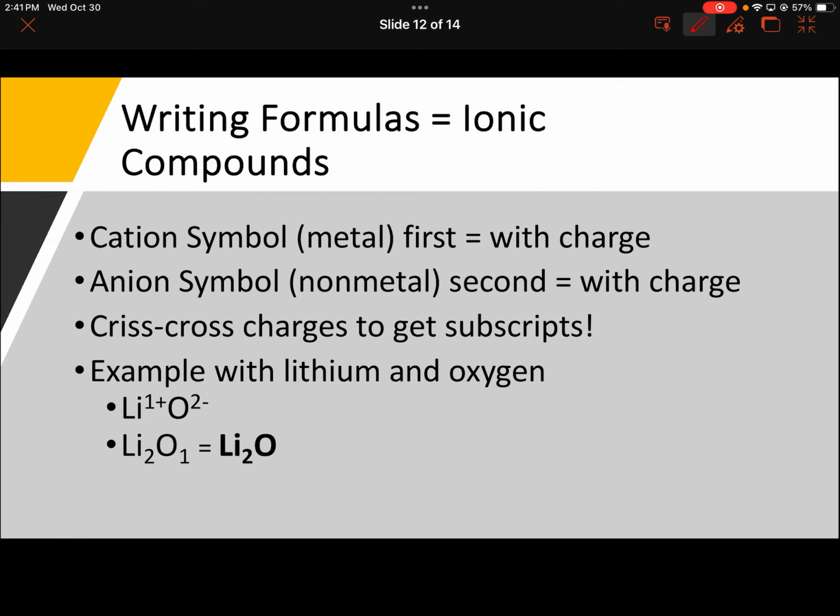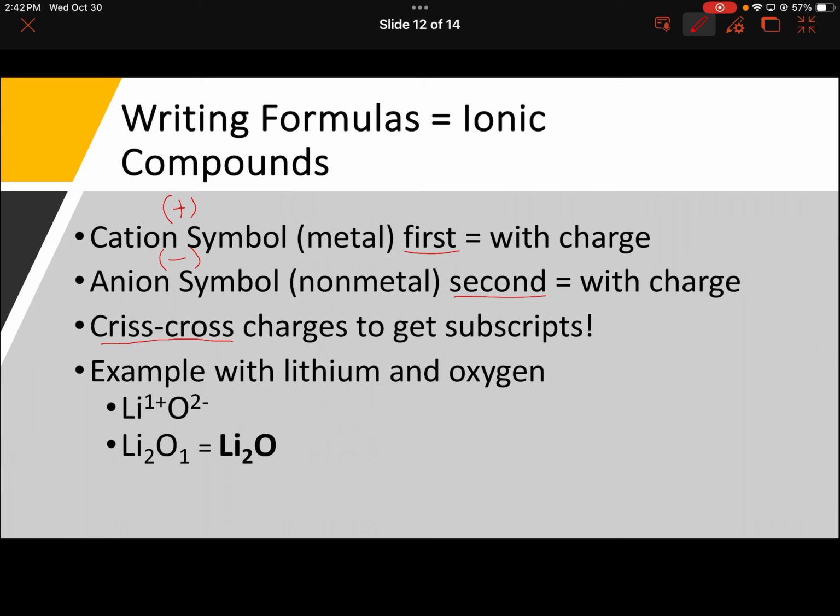What I'd like to talk about in this video is how we write formulas for an ionic compound. And we've started to see this: the cation, the element that's positive, is usually written first. The anion has a negative charge, and that one's usually written second. We'll crisscross, show you what that means in just a minute, and then we get the subscripts from there.